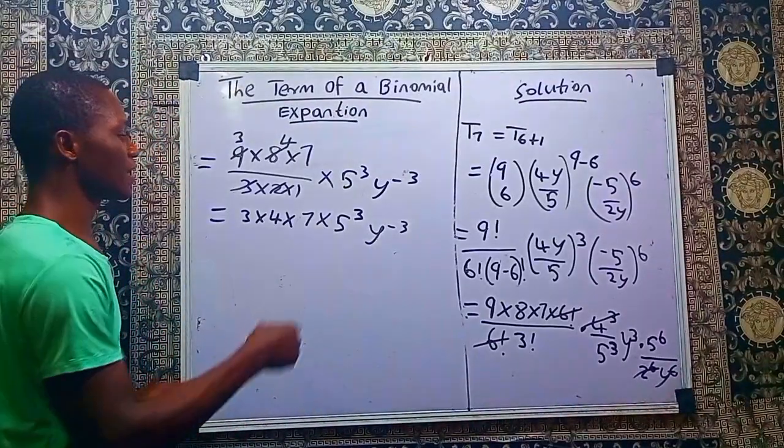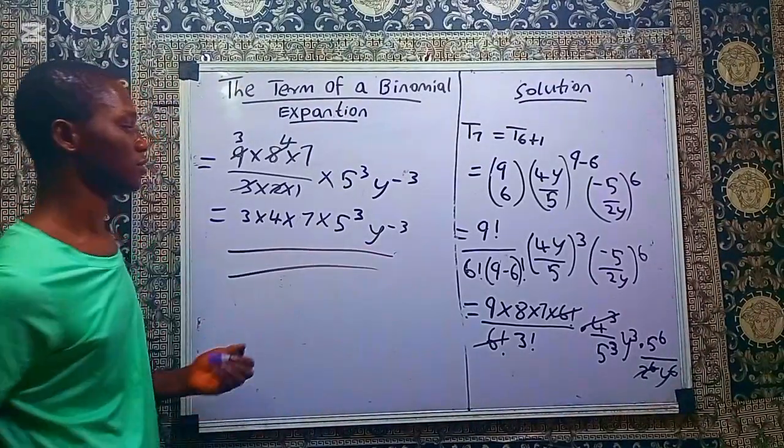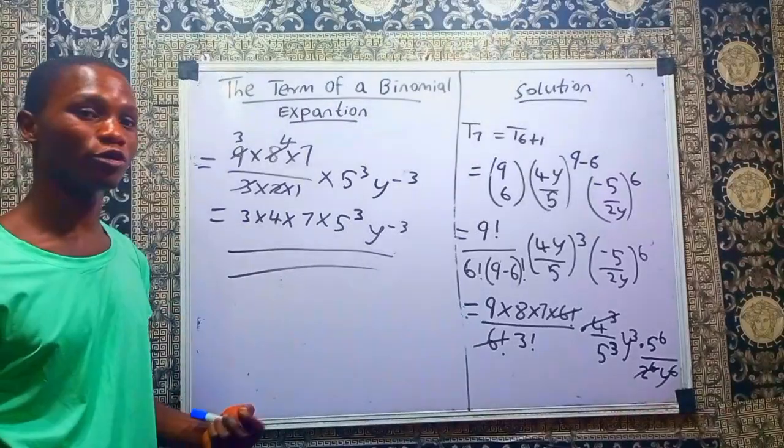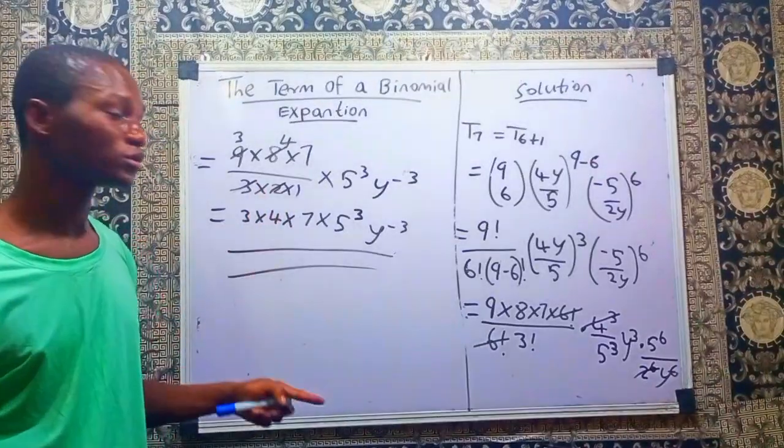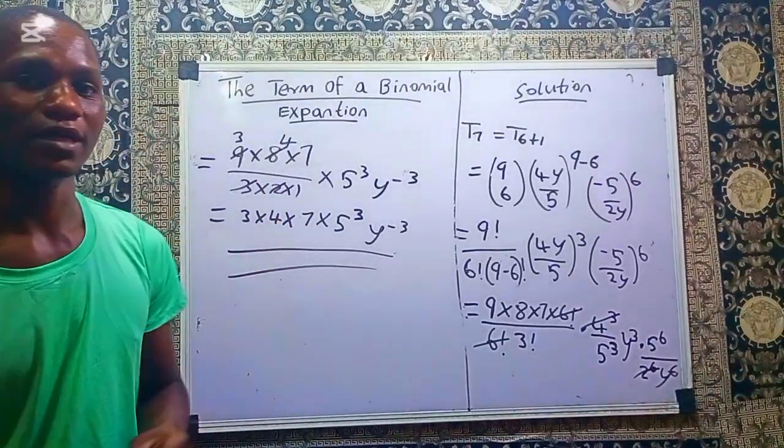You can do the final simplification using your calculator to multiply, or you can simplify it on your own, and get the final answer.